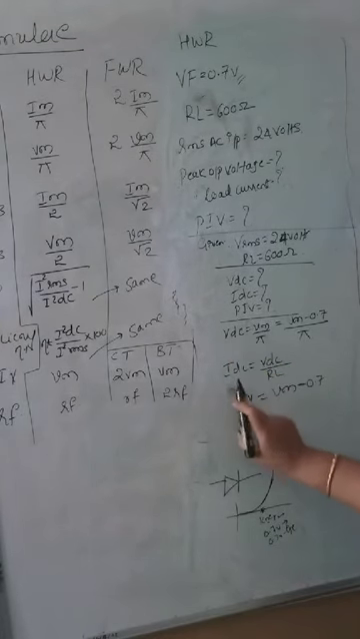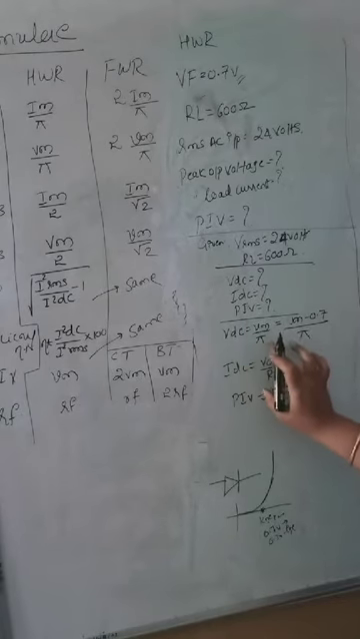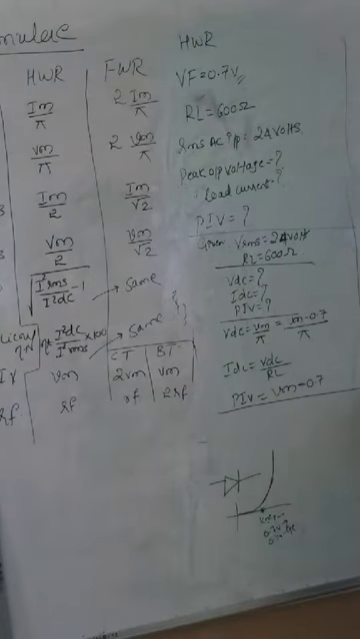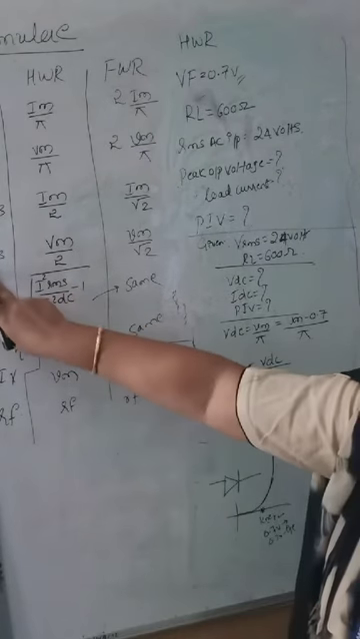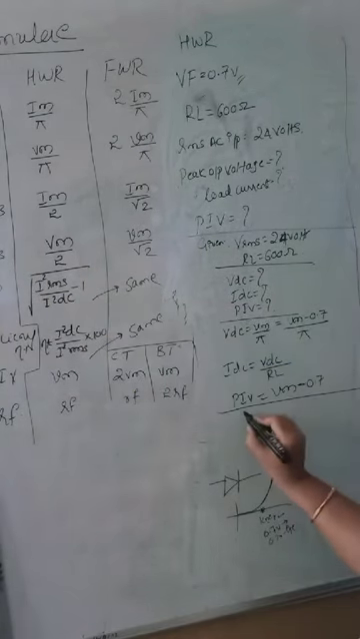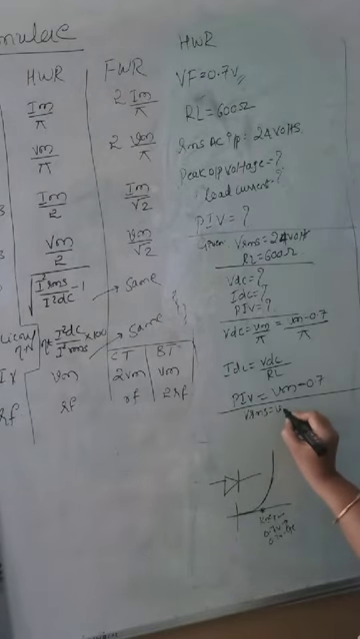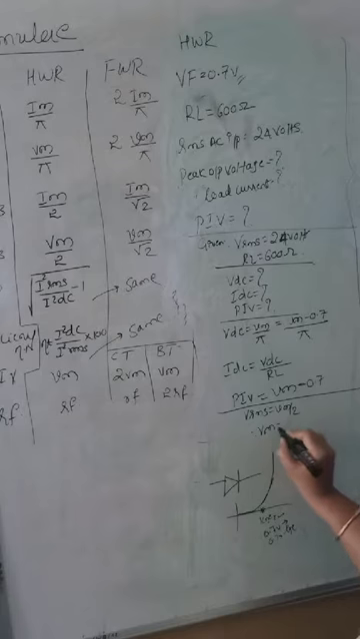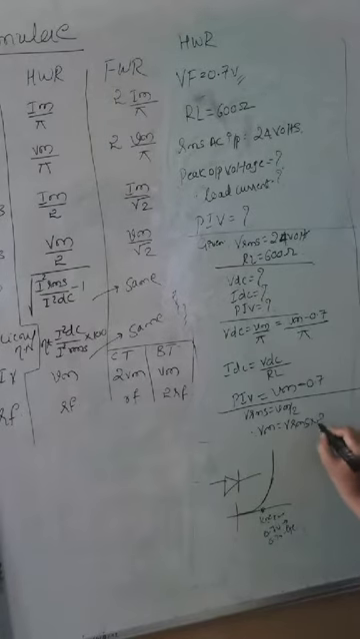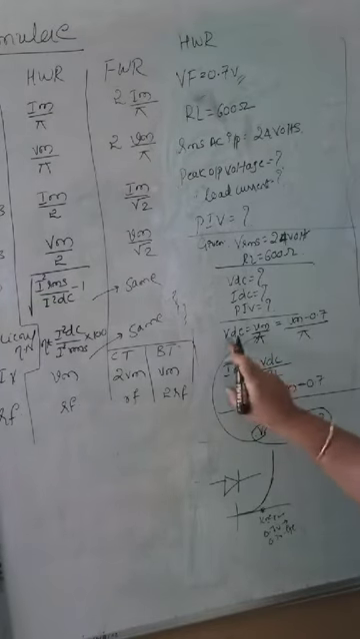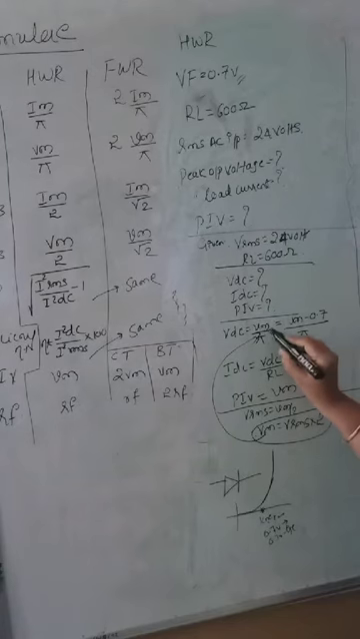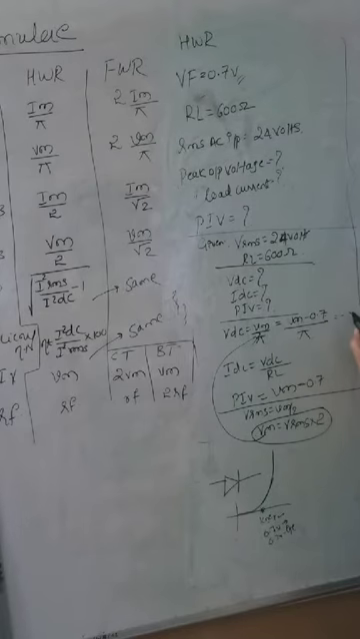Now, Vm by pi: Vm is not given, VRMS is given, so we should find Vm from VRMS. We have the formula VRMS equal to Vm by 2, therefore Vm is equal to VRMS into 2. Substitute that Vm here and you will get the VDC value. We take Vm minus 0.7, substituting the Vm value minus 0.7. This gives so many volts.